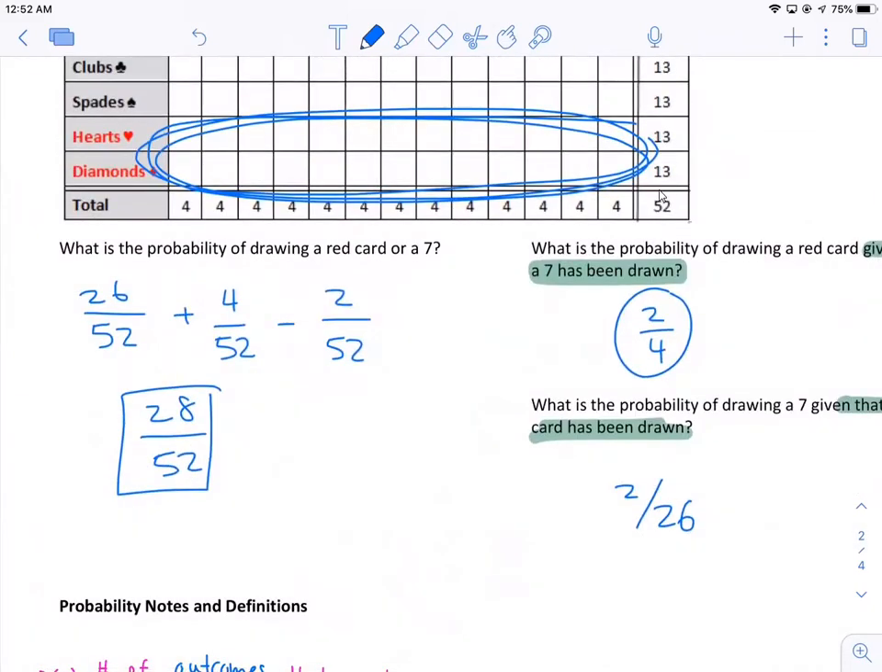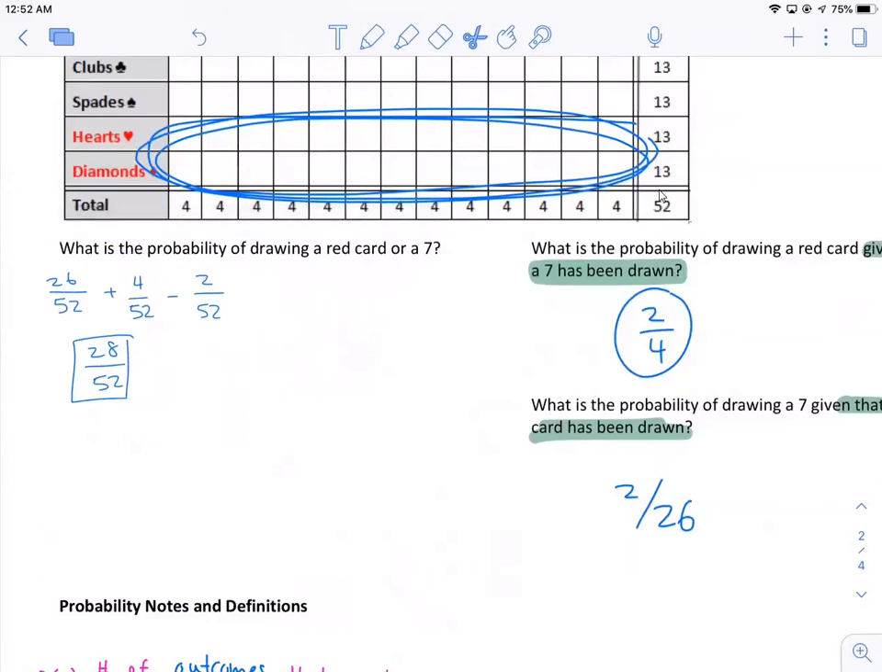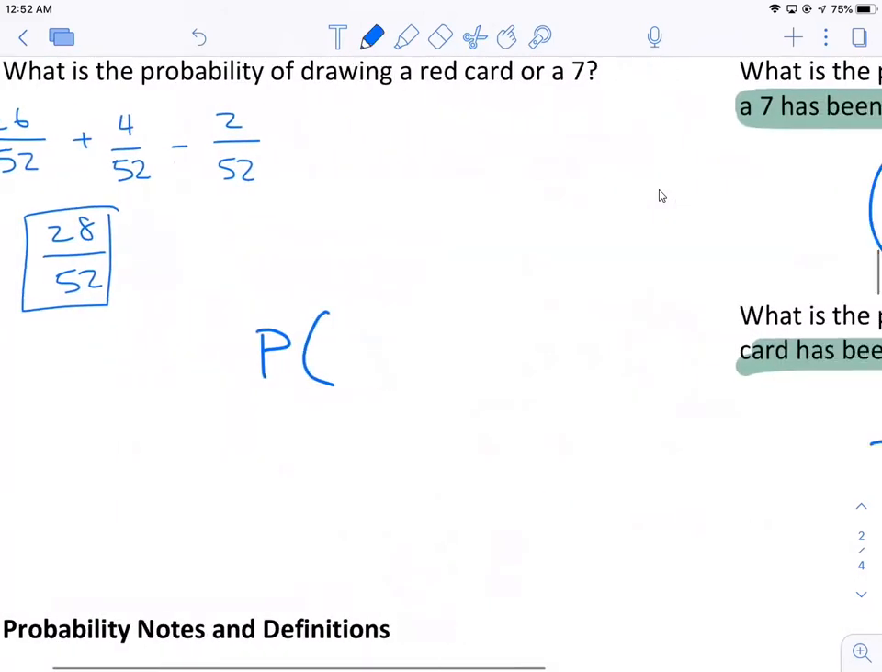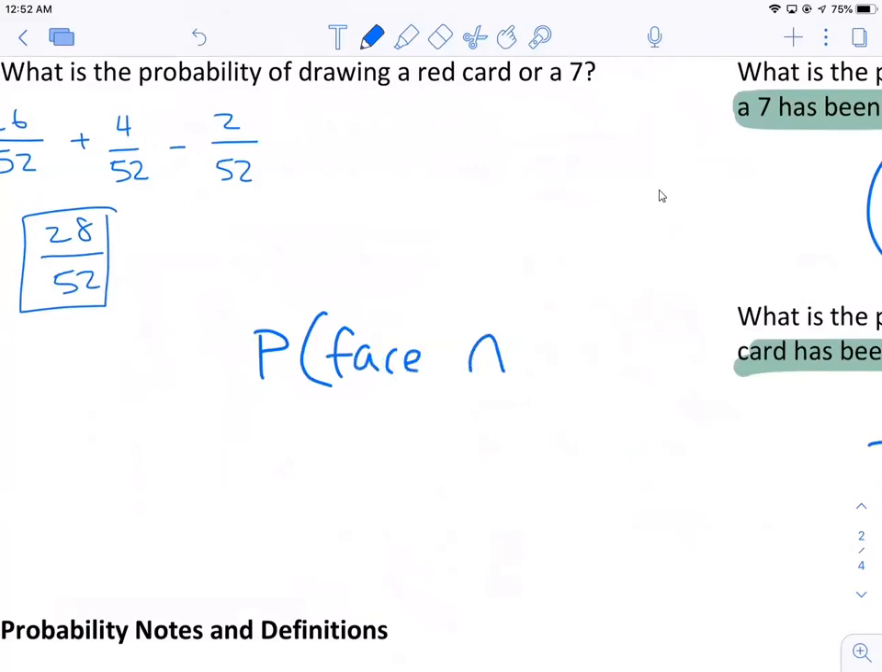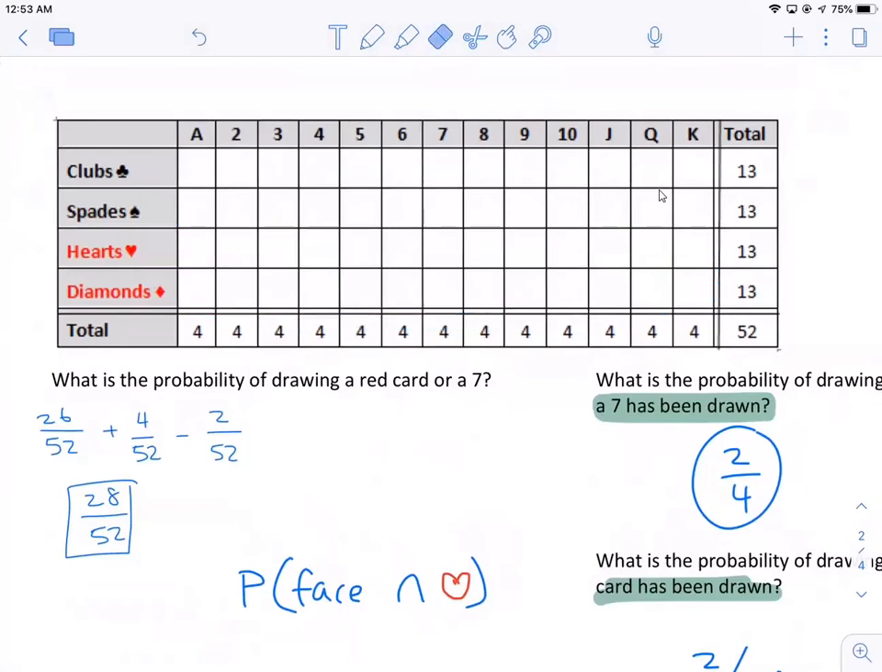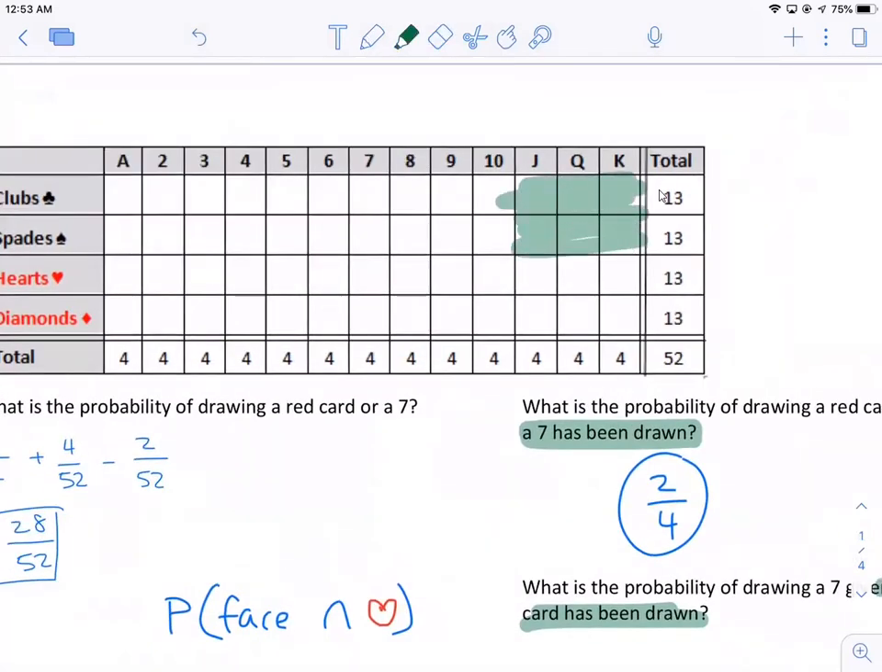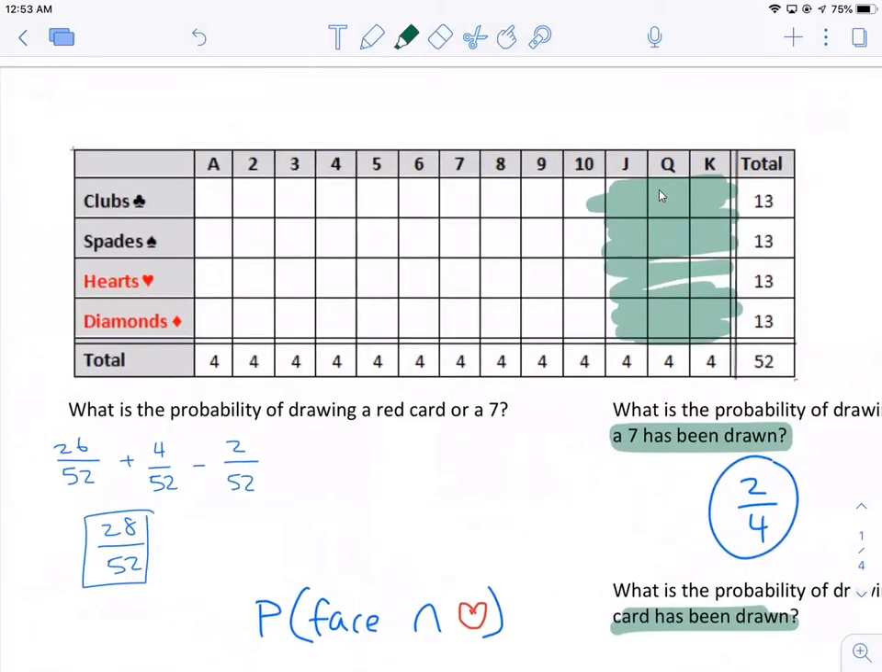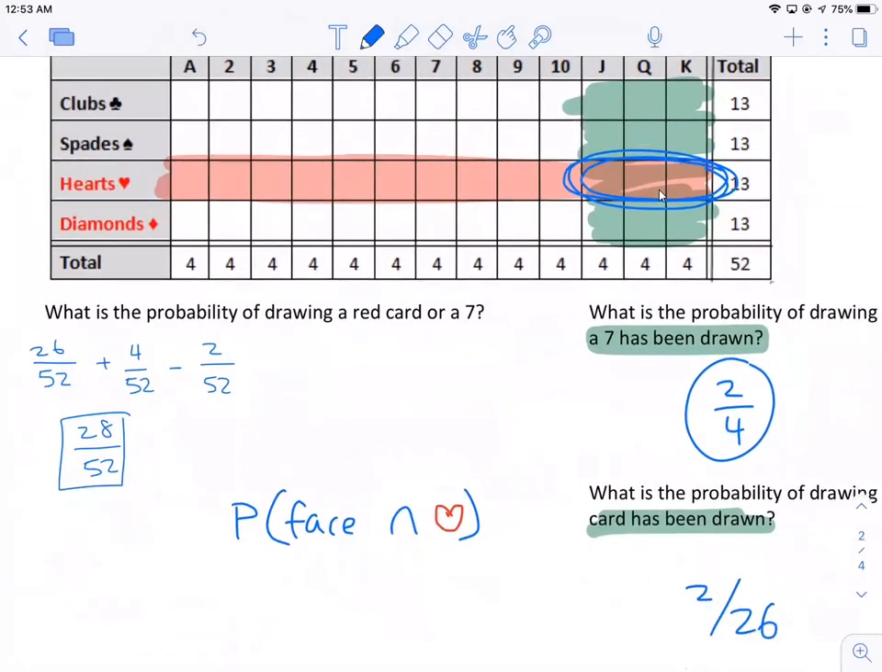So if I go back to here, I could have asked the question, what's the probability of getting a face card and hearts? Those hearts are red. Well, we look at all the face cards, and we look at all the hearts. I can highlight all the hearts, and we see there are 3 cards that meet both criteria. So the probability of a face and a heart is 3 out of all of the cards. That's 3 out of 52.